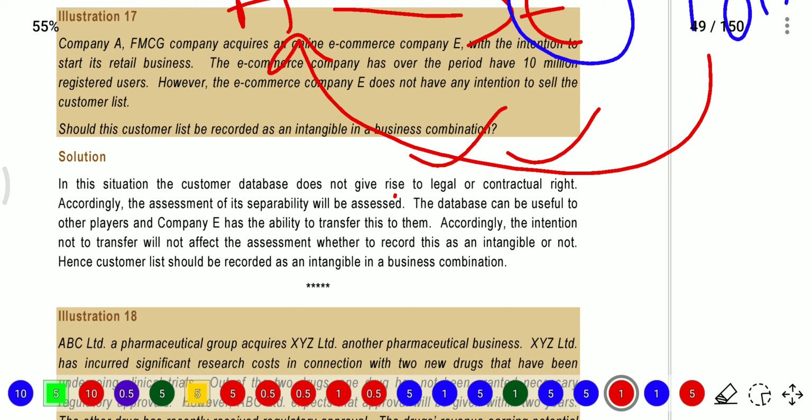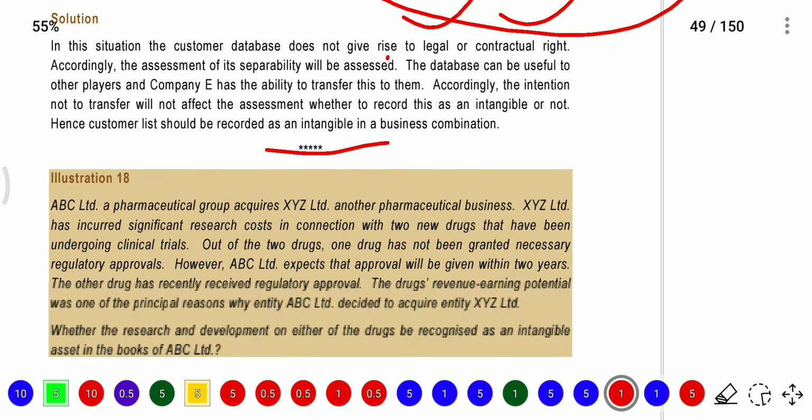Accordingly, the intention not to transfer will not affect the assessment of whether to regard this as an intangible or not. Hence the customer list should be regarded as an intangible in the business combination. So the separability criterion has been met, and it will be regarded as an intangible asset.